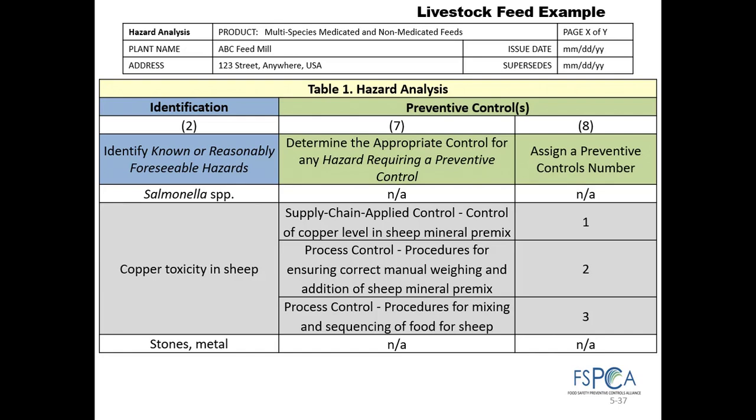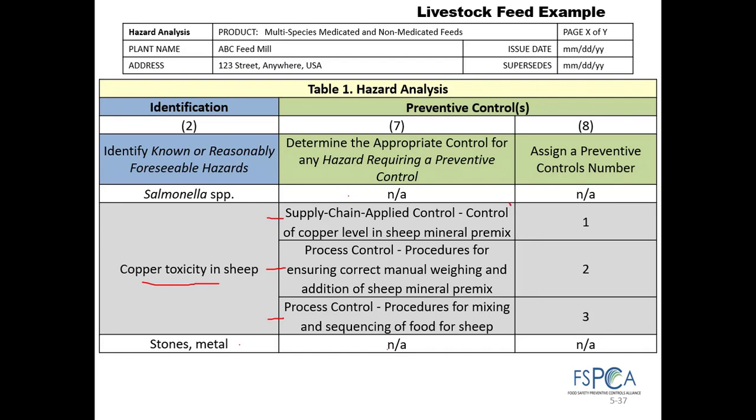All right, let's go to the next section. So salmonella, we said no, we don't need a preventive control. Metals and stone was a no, but take a look at copper toxicity. We are actually going to have not 1, but 2 and 3 different preventive controls for copper toxicity. The first one is going to be a supply chain applied control, where the control of copper level in sheep mineral premix. So our supplier of the mineral premix is going to control the copper level in it for us. The number 2 is going to be a process control, procedures for ensuring correct manual weighing and addition of sheep mineral premix. And a third process control, procedures for mixing and sequencing of food for sheep.